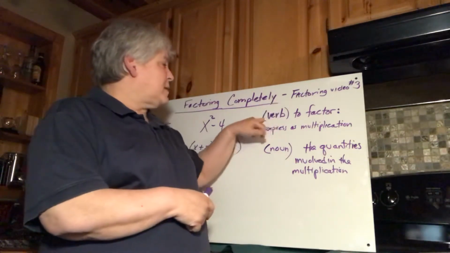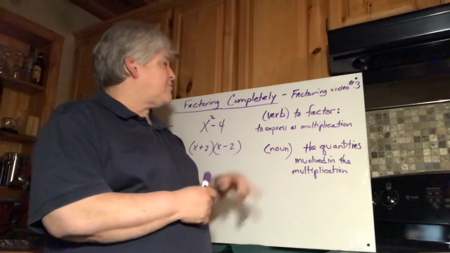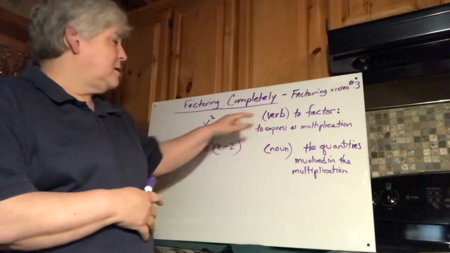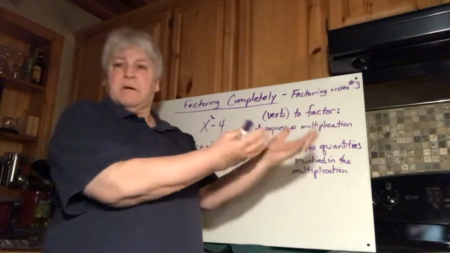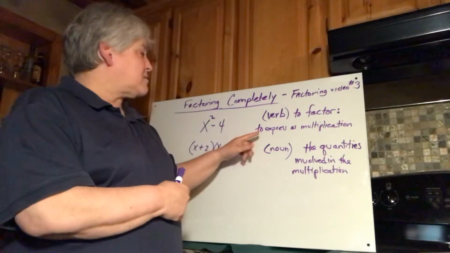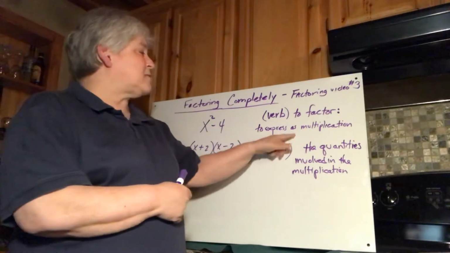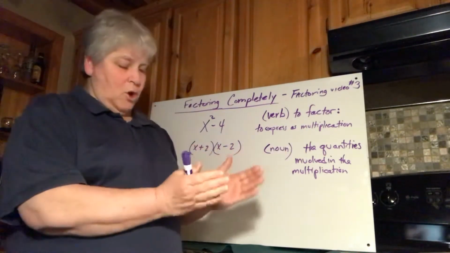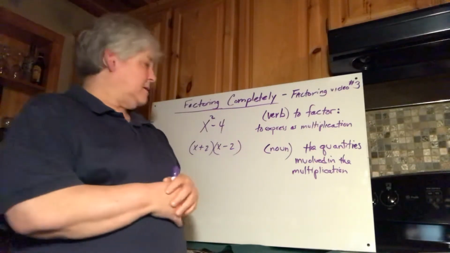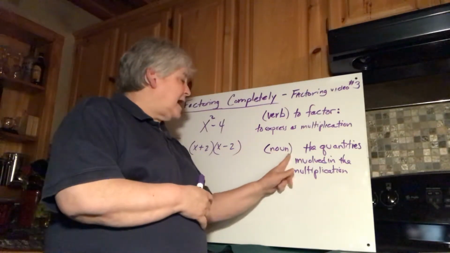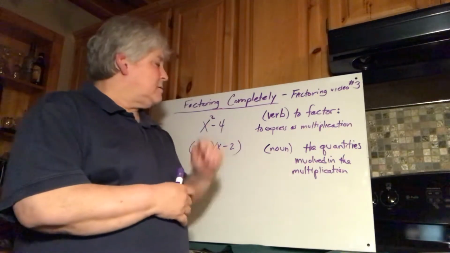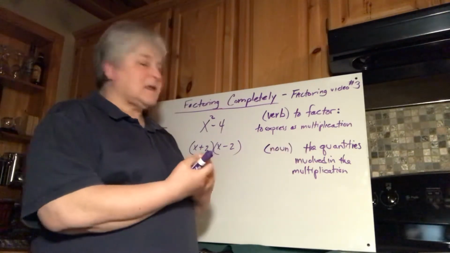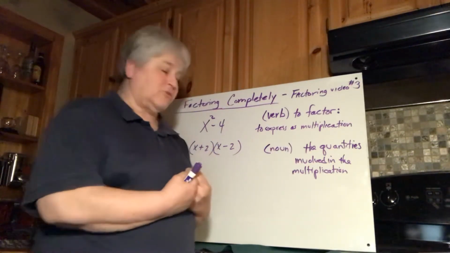Factor or factoring can be used in two different forms. It can be used as a verb. If I say factor a particular expression, I'm asking you to express it as multiplication. So when you're all done, it's something times something. If I talk about the noun factor, it means the quantities themselves that are involved in the multiplication.